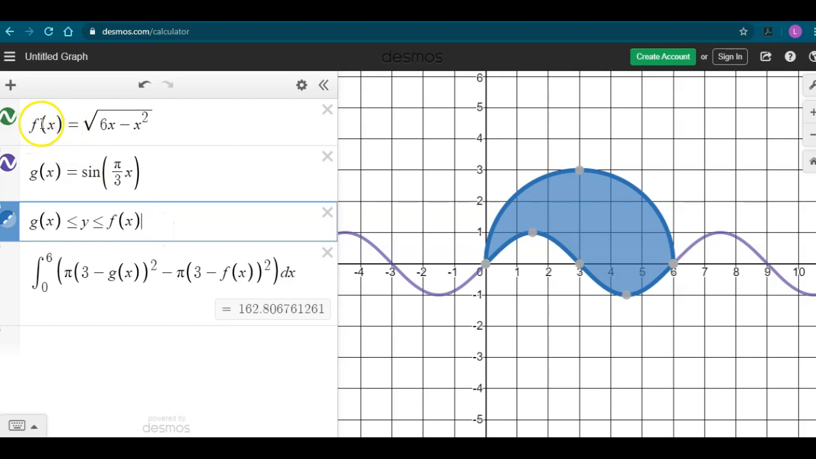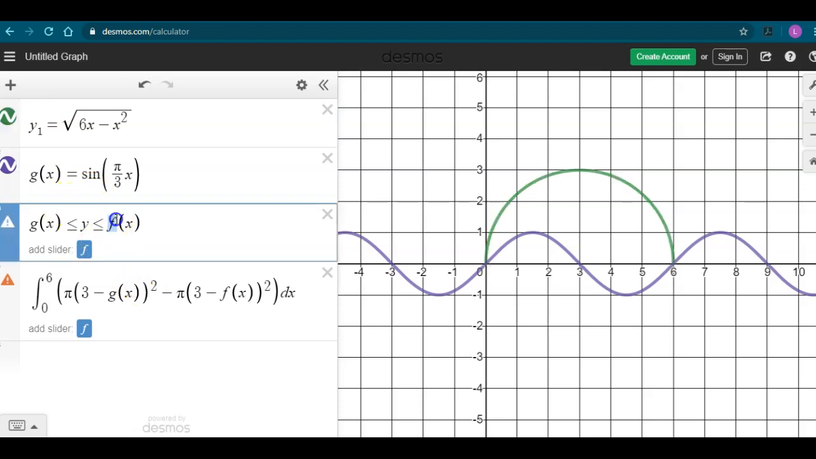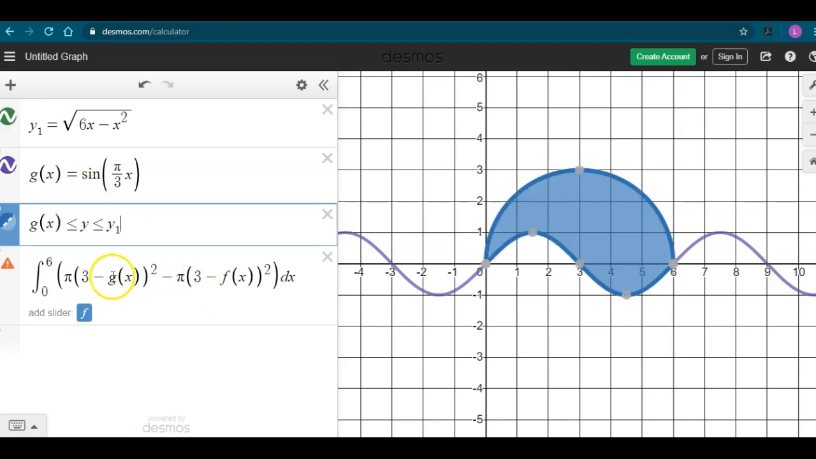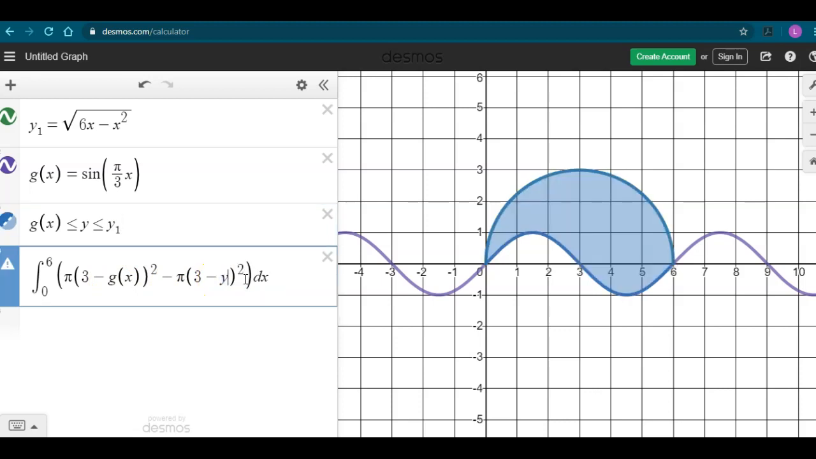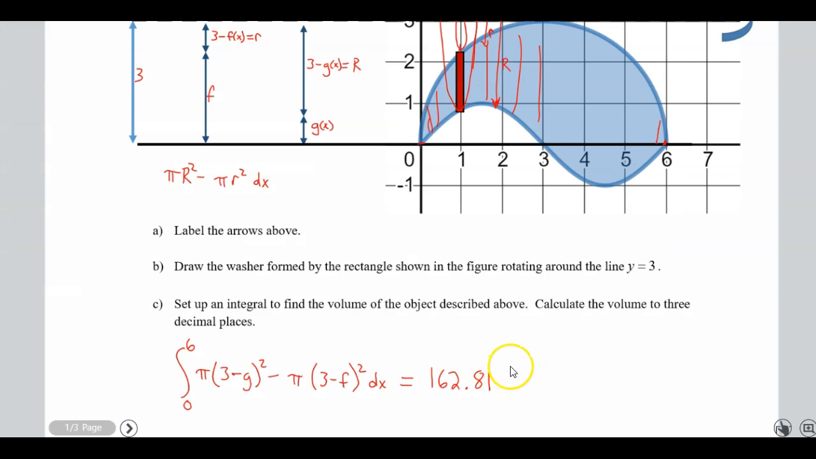162.81. And if you don't like all the parentheses, you can also do y1 instead of my f of x that you type in. So sometimes that can be easier to type in, just y1, y2 instead of f and g on some of those. But 162.81 is what we'll get right there. So we'll go ahead and write that down, and that'll be my final answer, and that'll be cubic units of whatever these happen to be, inches, meters, feet, whatever it happens to be, cubic, whatever units you got.